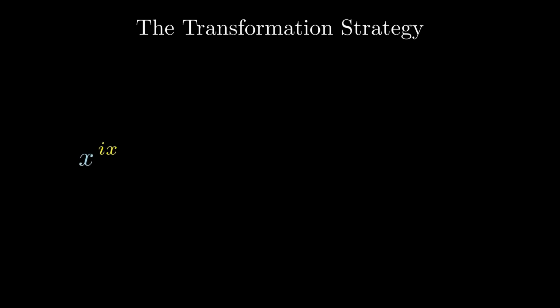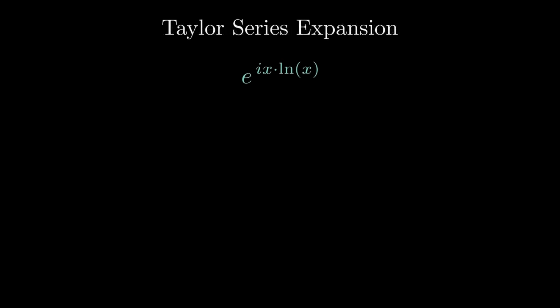Start with a general identity, a equals e to the natural log of a. Now apply it to the function. x to the ix becomes e to the natural log of x to the ix. Next, use the log rule: natural log of a to the b equals b times natural log of a, so the exponent drops down cleanly, giving e to the ix times natural log of x. This is the key move.